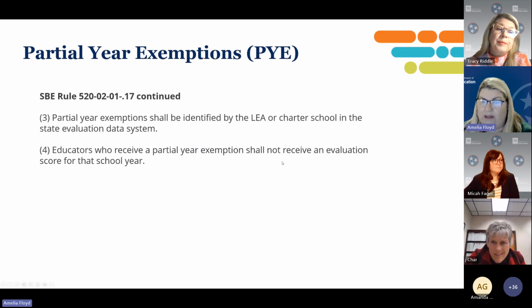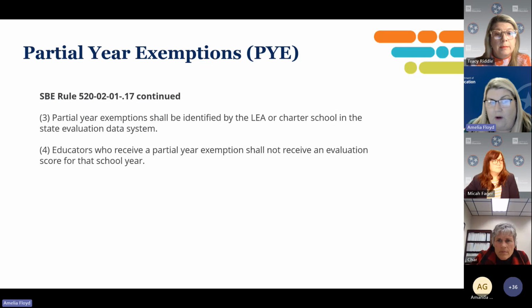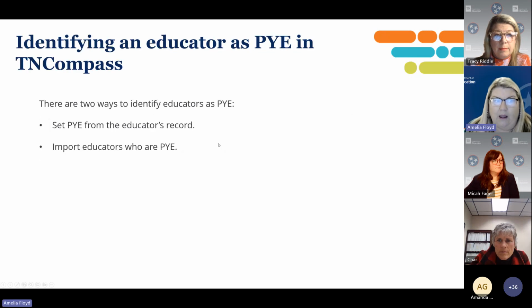Partial year exemptions are identified by the LEA or charter, and that is marked in TN Compass. Educators who receive a partial year exemption do not receive an evaluation score. They don't receive an LOE for that school year. There are two ways to set these in TN Compass. One is just from the educator's record. And the other way is to import.